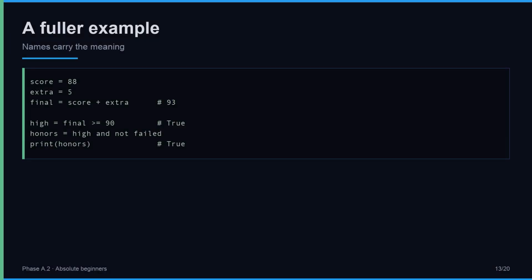Here is the same idea with arithmetic mixed in. Score is 88, extra is 5, and final is score plus extra, 93. Then high becomes final greater than or equal to 90, true. Honors becomes high and not failed. Notice how each variable name describes its meaning: final, high, honors. The last line reads almost like a sentence. The computation is no more complex than before, but it is now a pleasure to read and a pain to misread.